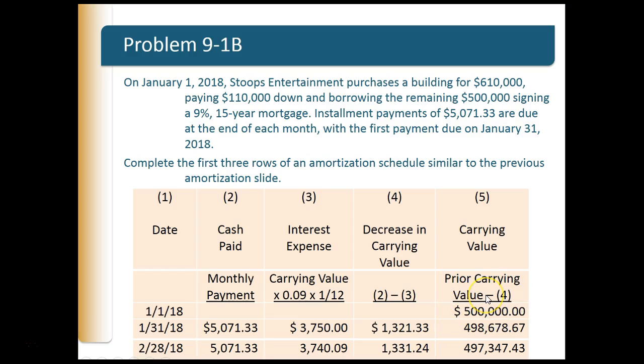The $500,000 note payable minus the reduction in principal of $1,321.33 gives us a new carrying value of $498,678.67. That is the new carrying value on which we will now pay interest. So for the next month, we take that carrying value of $498,678.67 times 9% times 1 out of 12 months, which gives us $3,740.09. Again, if we take our monthly payment, which is consistent, of $5,071.33 and subtract our interest expense, we come up with $1,331.24.